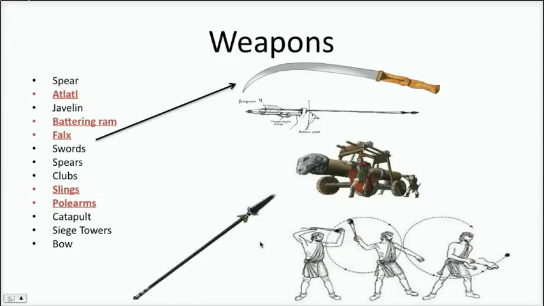Pole arms were very similar to spears. Catapults were used in the ancient world. Siege towers, as you saw, and of course the bow and arrow as well. So lots of different weapons that not only lasted in the ancient era, but would certainly make their way into the medieval warfare era. But very few of these are used in modern warfare anymore.